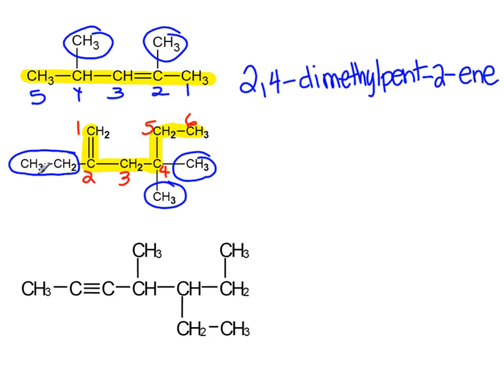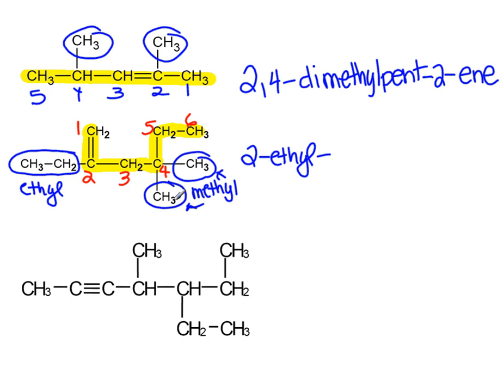So now I'm ready to start putting the name together. These are methyl groups, both of these. This is ethyl. Ethyl, alphabetically, is going to come before methyl, so I need to put this one first. Ethyl is attached at number 2. So I put 2-ethyl. Then I need to put my methyls.